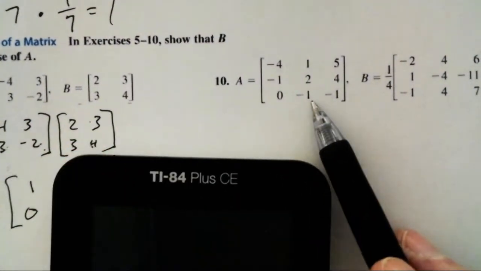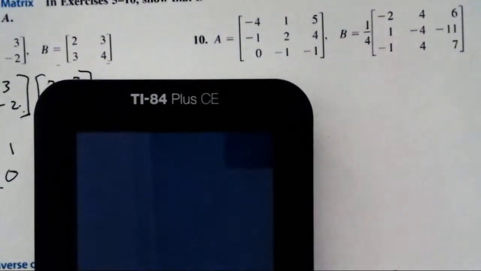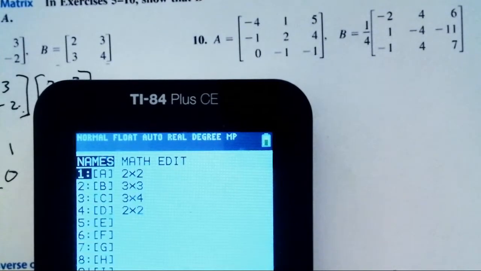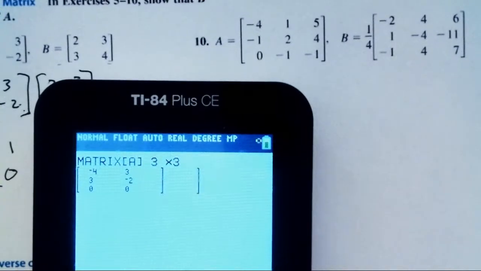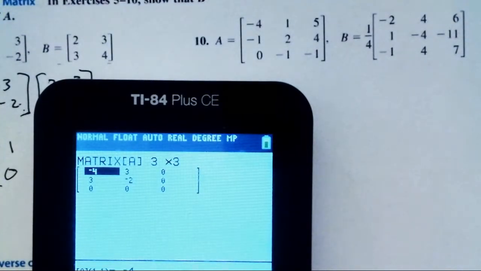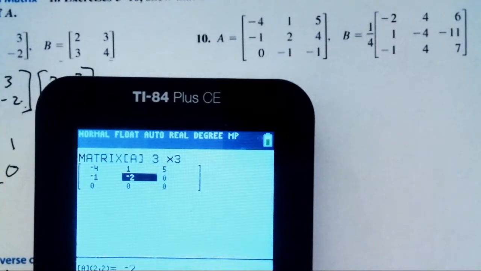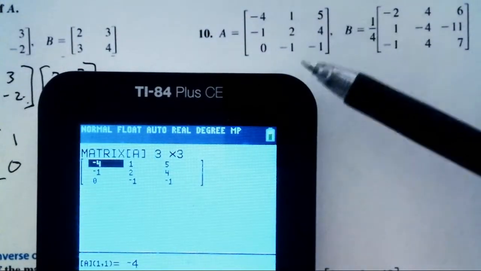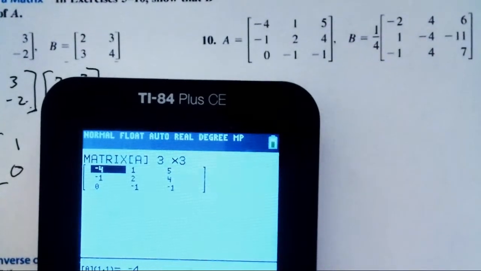And so if problem number 9 is a 3 by 3 in the homework set, you may do this with your calculator. Let's go into matrix. I'm going to edit matrix A, and I'm going to make that be a 3 by 3. And I'm going to put in negative 4, 1, 5, negative 1, 2, 4, 0, negative 1, negative 1. I'm going to double check and make sure that maps up with A here. And that looks good.